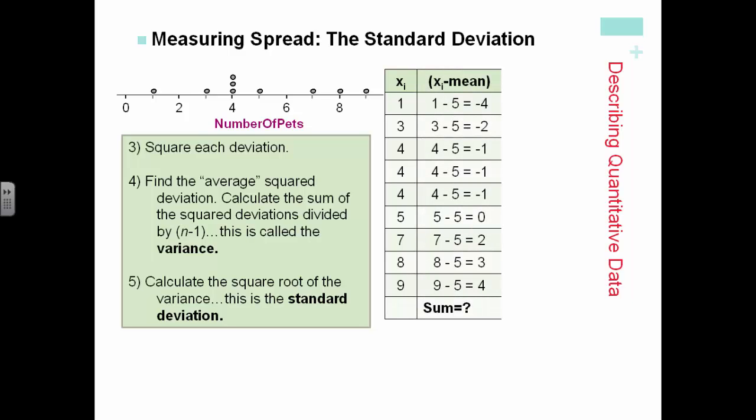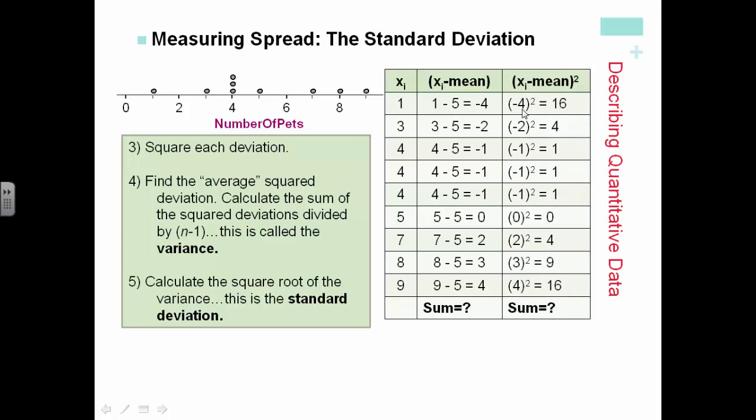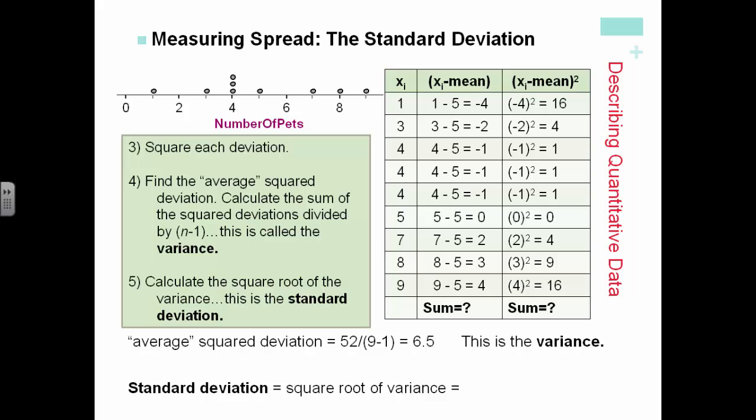So let's look at our example. Here are each of the observations on the dot plot. Take each observation minus the mean. These are all those values. Take each of those answers and square them. Take our average squared deviation, which was 52 divided by 9 minus 1, or 8 observations, which is 6.5. This is called the variance. Now we get the standard deviation, the square root of that, 2.55.